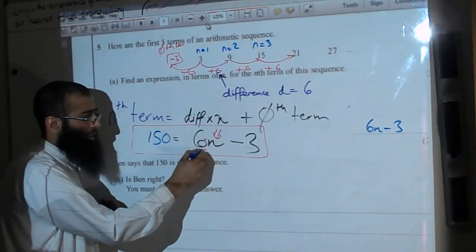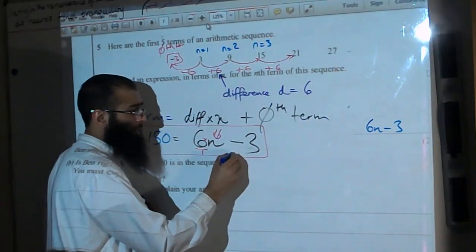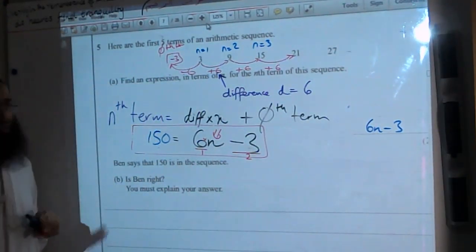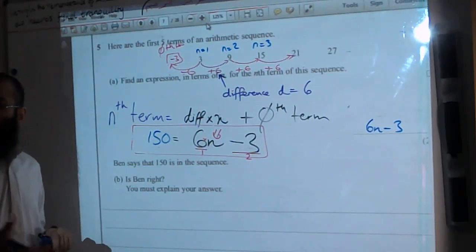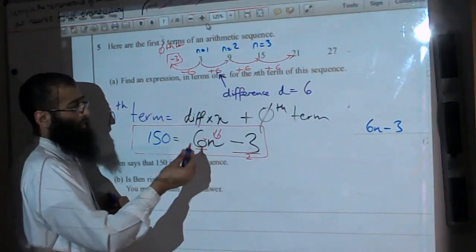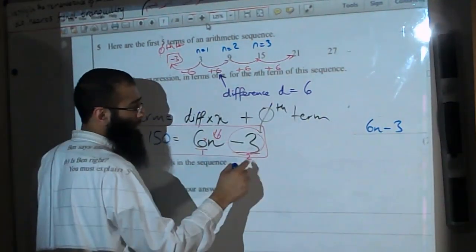Times by 6, lovely, that's called the first action. Hamza, what's the second thing done to the n? -3, that's called the second action. When we solve an equation, we identify the action and we move the stuff in reverse order. So that means which action goes first? Times by 6 moves first or -3? -3. Lovely. -3 goes first.